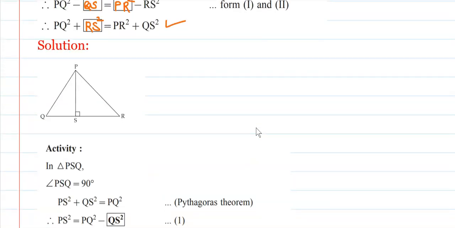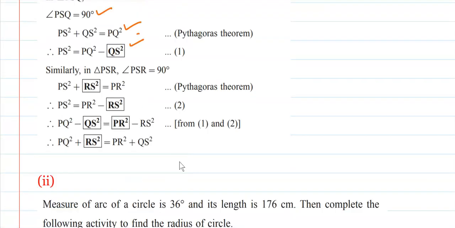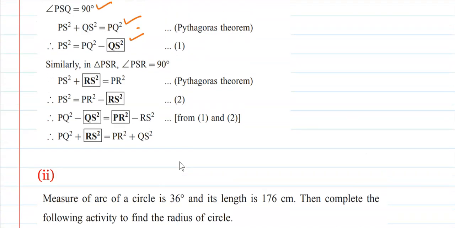पुन्हा तुम्ही इथे ती ऍक्टिव्हिटी बघू शकता. Okay, from this triangle. In triangle PSQ, angle PSQ is 90. Therefore, PS square plus QS square is equal to PQ square. Therefore, PS square is equal to PQ square minus QS square. हा फर्स्ट पार्ट झाला इथे. म्हणजे प्रत्येकदा काय तर PS ही साइड दोघं ट्रायंगलला कॉमन आहे आणि ती आपण इक्वल करणार. Next, in triangle PSR, PR square is equal to PS square plus RS square.